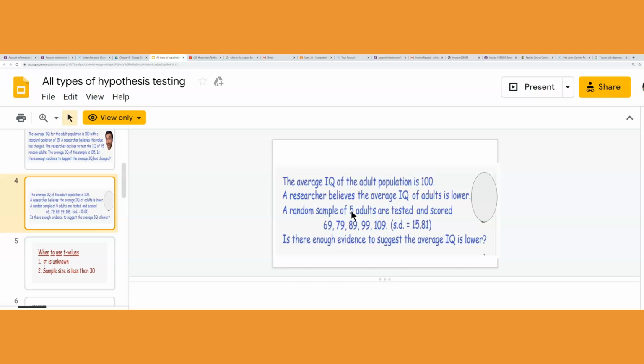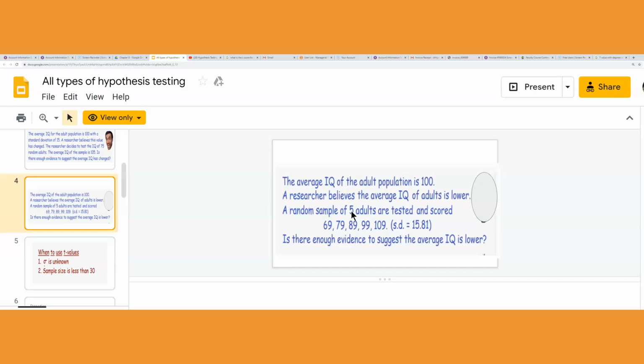Let's read it slowly. The average IQ of the adult population is 100. So the null hypothesis is going to be based on the fact that H0: mu is equal to 100. A researcher believed that the average IQ of the adult is lower. It's not higher and it's not equal to, it's lower. A random sample of 5.